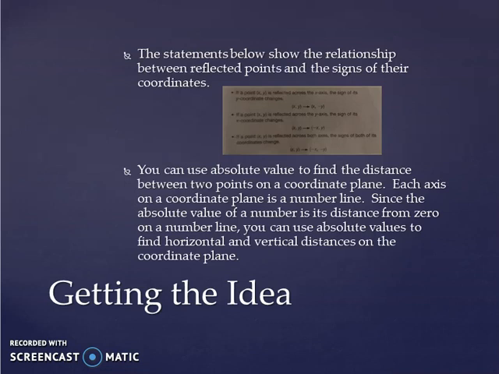There's something that we learned earlier that we can use, and it's called absolute value. We can use absolute value to find the distance between 2 points on the coordinate plane. Now remember, absolute value is the distance from 0. Each axis on the coordinate plane is a number line. And since absolute value is a number's distance from 0, we can use it to find the horizontal and vertical distance on any coordinate plane.